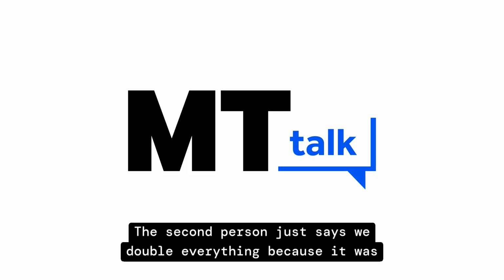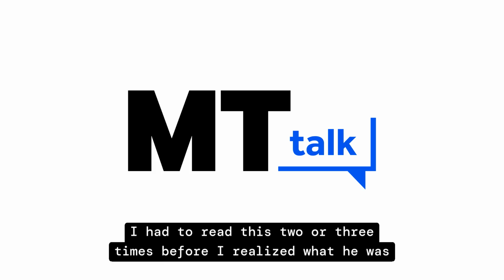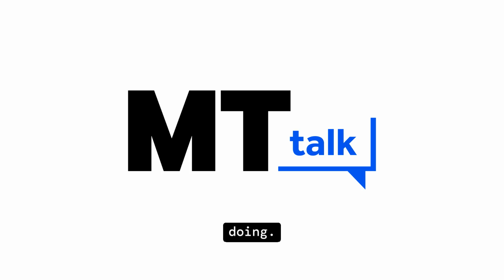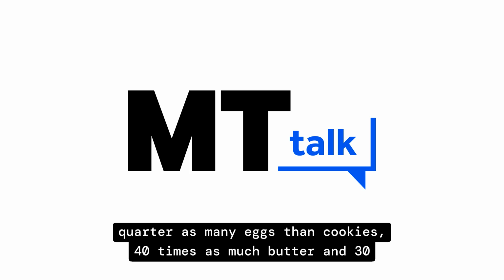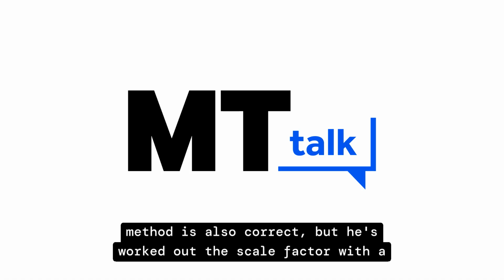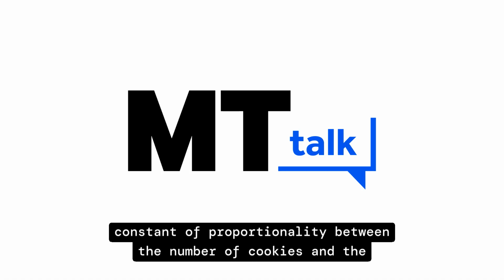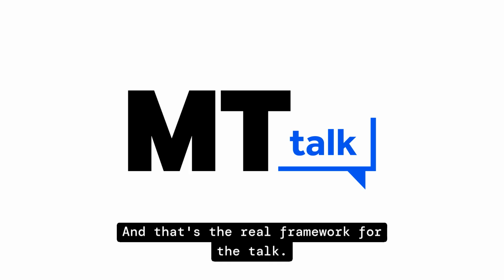The second person just says we double everything because it was 4, then 8. And the third person is called Chris in this article. I had to read this 2 or 3 times before I realised what he was doing. He says, I know that I need 50 times as much flour per cookie, a quarter as many eggs, 40 times as much butter, and 30 times as much sugar. So Chris's method is also correct, but he's worked out the scale factor, so the constant proportionality between the number of cookies and the quantity for each one. And they all seem really different, but they're all different ways in, and that's a real framework for the talk.